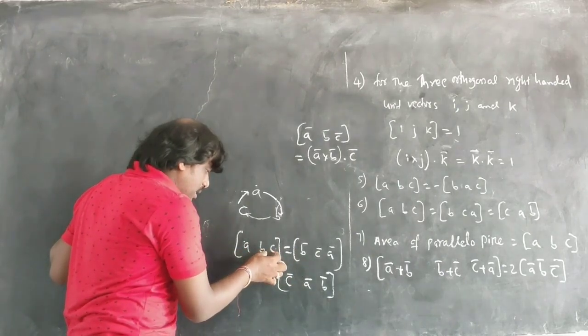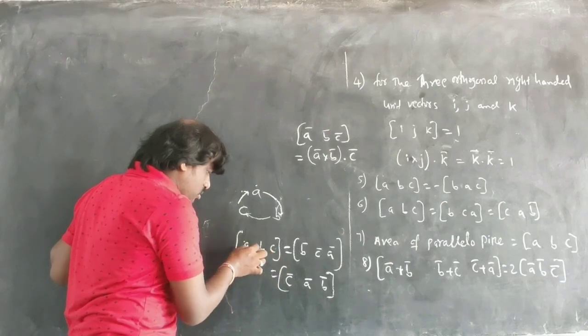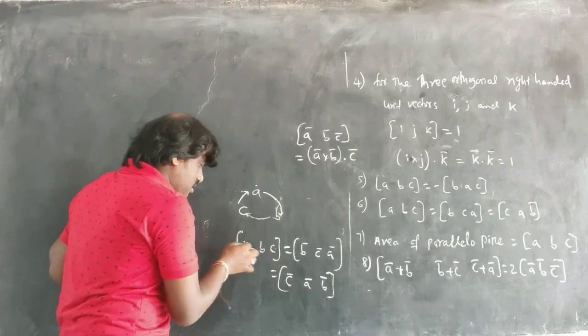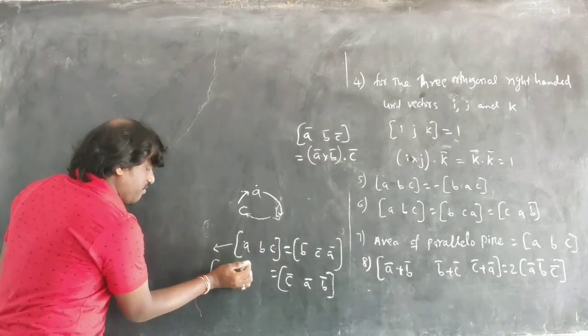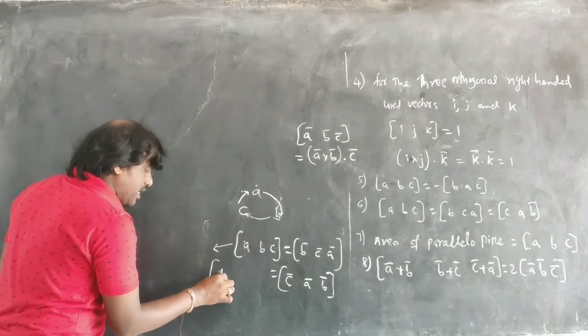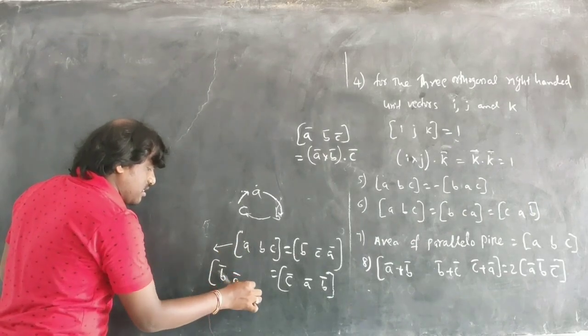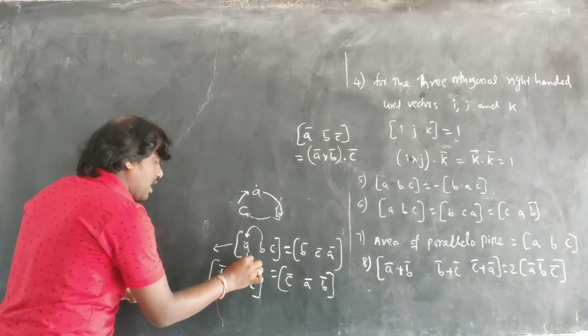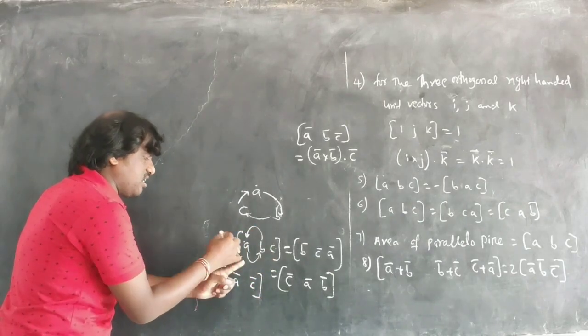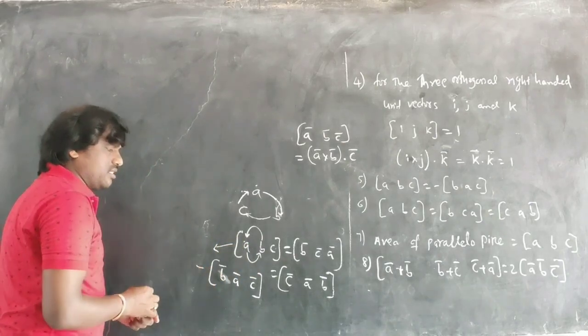B means B, first these both are interchanged. B is here, A is here. This is interchanged twice. I will show you. A vector, if this is interchanged, what do I get here? B vector, A vector, C vector. If you are interchanging rows only one time, you get a negative answer.